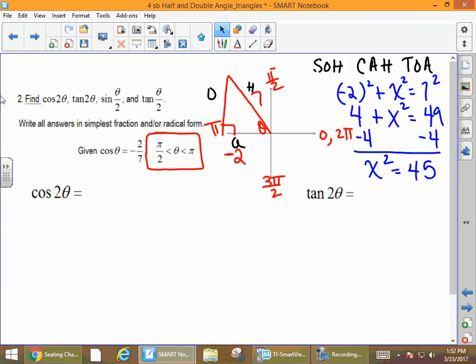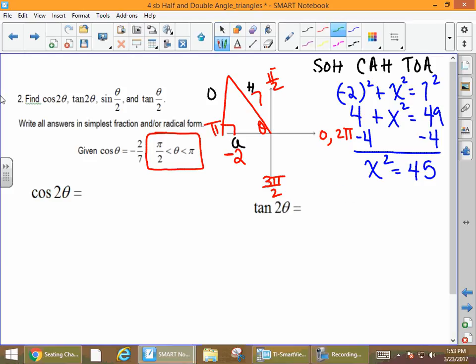And the inverse operation of squaring is square rooting. So we end up with x equals the square root of 45. But that's not in simplest radical form.